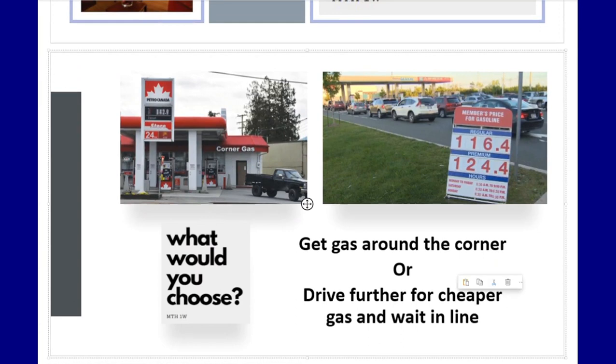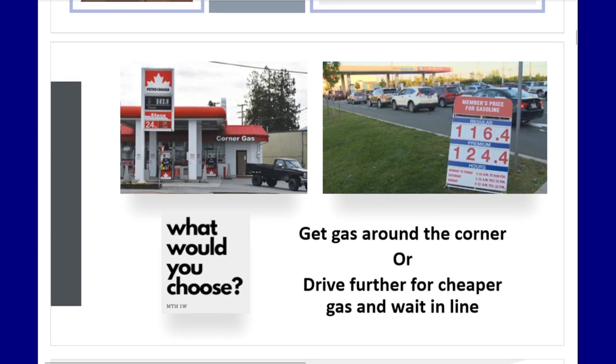Would you get gas around the corner, say at a gas station, or would you drive further for cheaper gas and wait in line? Some people only go to Costco to get gas because it tends to be cheaper, but there usually tends to be lineups as well. And obviously there are fewer Costcos than there are gas stations. So which one would you choose?